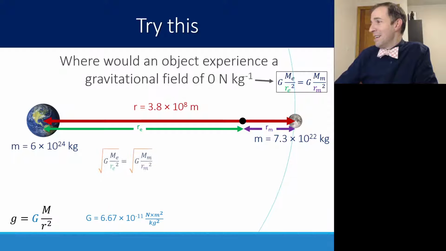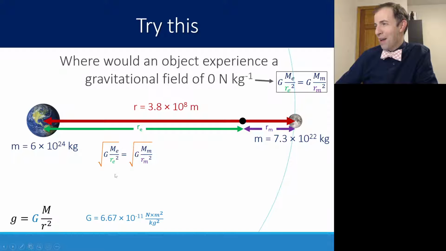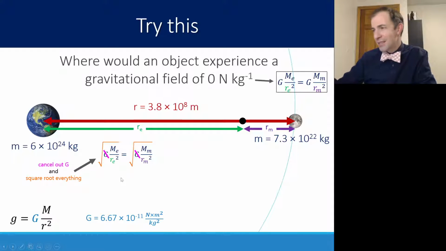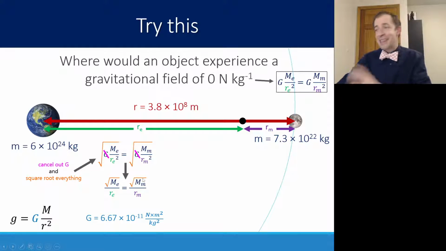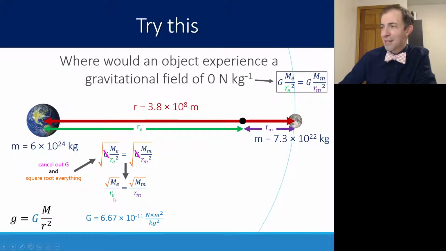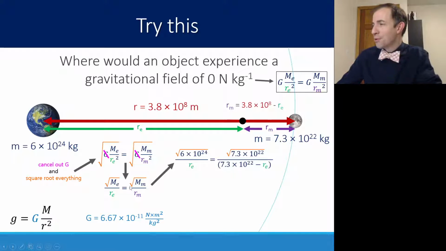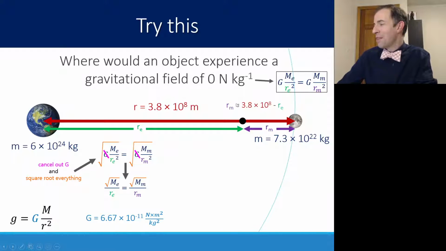Now, one way that I can simplify this is first start by taking a square root of everything so I can kind of get that squared out of there. And then G is going to be in both of them so that I can cancel. So I can cancel out G, take the square root of everything, and I get this. The square root simplifies out that squared function. So I got square root of ME divided by RE is equal to the square root of MM divided by RM. Now I can cross multiply, or before I do that cross multiplication, let's look at one thing here.